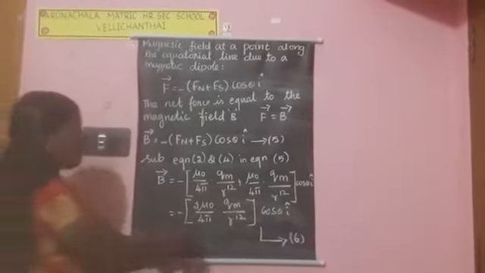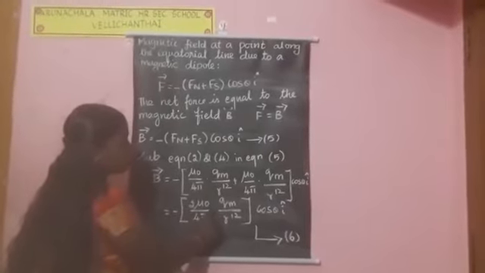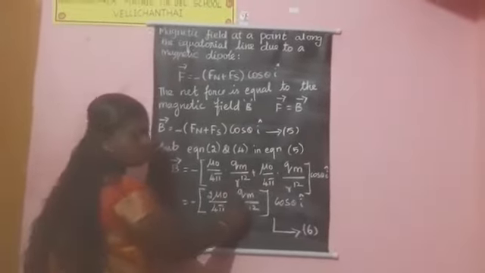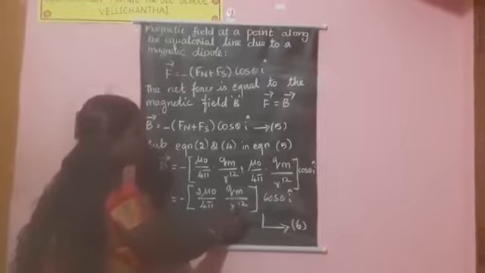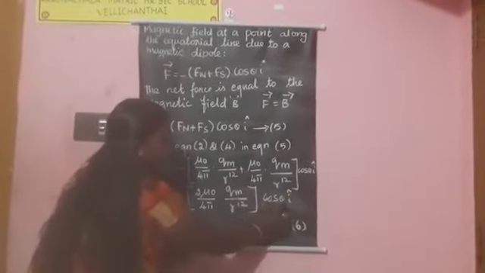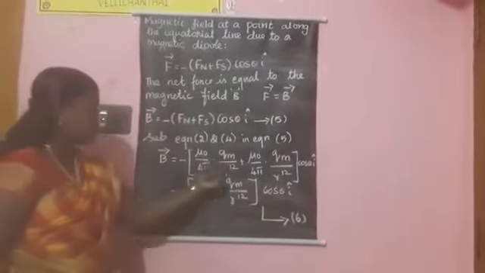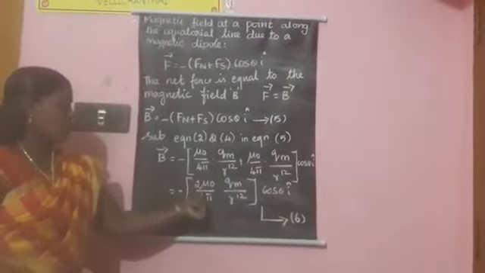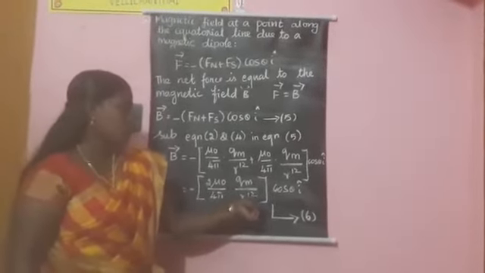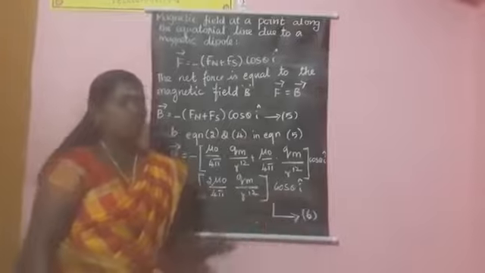So 2 mu naught by 4 pi is there. You have to take 2 mu naught by 4 pi into Qm, take 1 Qm value: Qm divided by R1 square into cos theta into I. There are 2 terms, so 2 mu naught by 4 pi into Qm by R1 square into cos theta I. So, this is equation number 6.